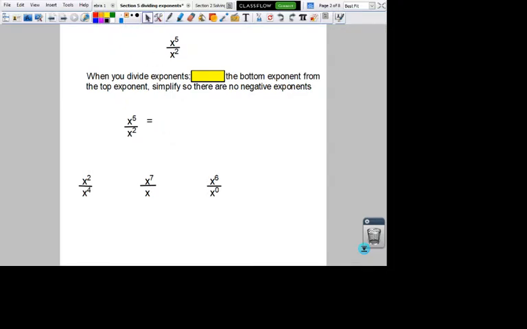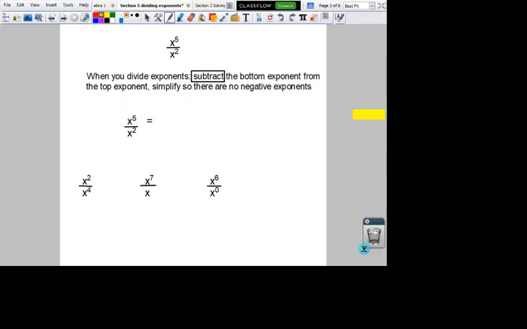Alright, so we are going to be dividing exponents today. So I have x to the 5 over x to the 2. And it's pretty easy. When you divide exponents, what do we do when we multiply them? We add them, right? So what do you think we're going to do when we divide? We're going to subtract the bottom exponent from the top. And then we're going to make sure there are no negatives. What does that say up there? Subtract.